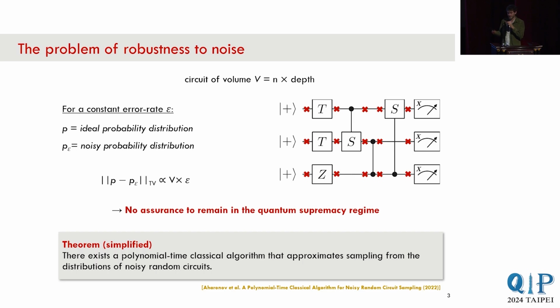And actually there was this beautiful paper that was presented last year at QIP that constructed a polynomial time classical algorithm that approximates sampling from some family of noisy random circuits. It is a particular family, but still that hints towards the necessity to add some level of error correction to be able to retain some classical hardness.